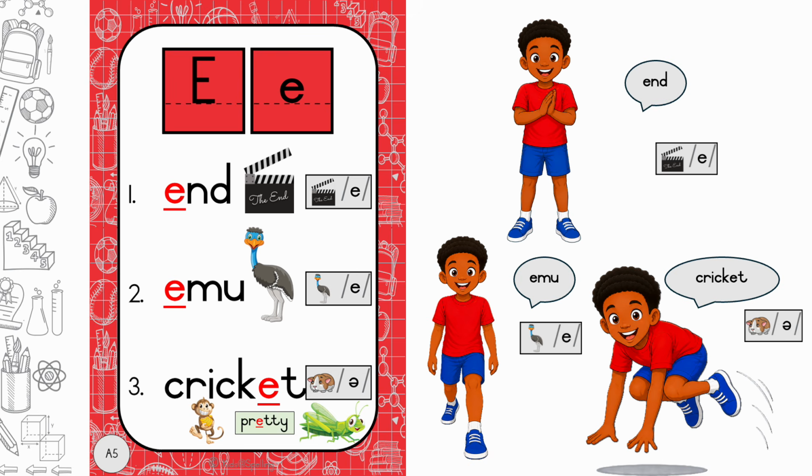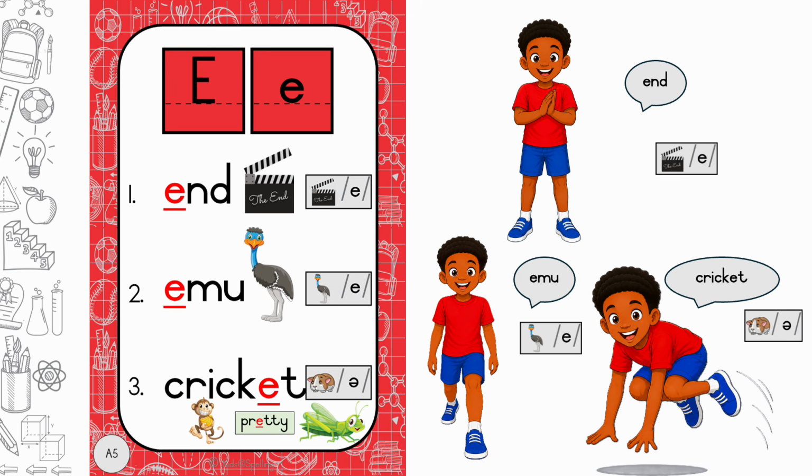Let's move to our multisensory movements to help kids remember better. Look at the right. The first move for E says E for end. You clap your hands together in front of your body as if to show that you're ending the movie. The second move, the letter E says E. You make a huge step forward for emu.